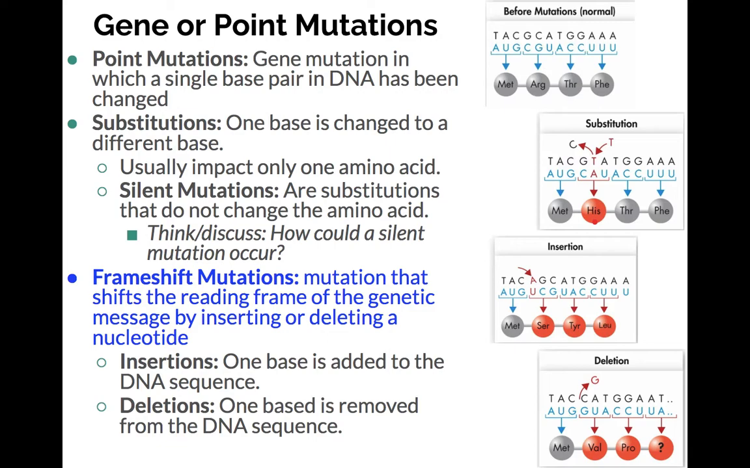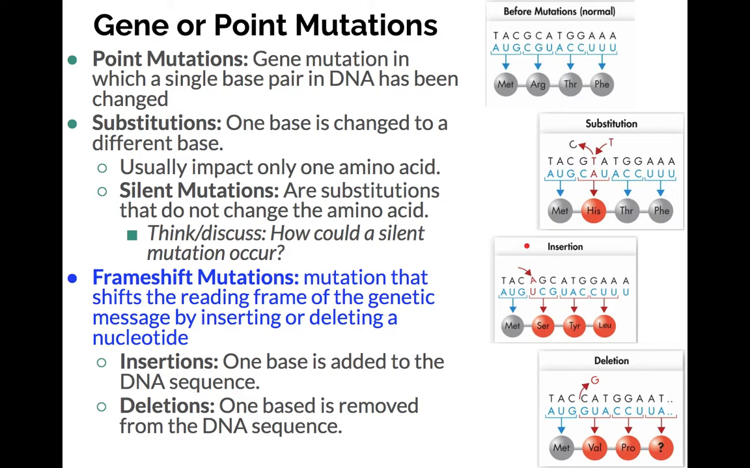They usually impact only one amino acid, but there is something called a silent mutation in which the substitution did not change the amino acid. So kind of pause and think to yourself, how could a silent mutation occur? A hint is, look at your codon chart. If you're looking at your codon chart, you remember that there are many possible codons that could code for ARG. So for this one, say that this was changed, however, this specific codon still coded for the same amino acid, that would be the silent mutation.